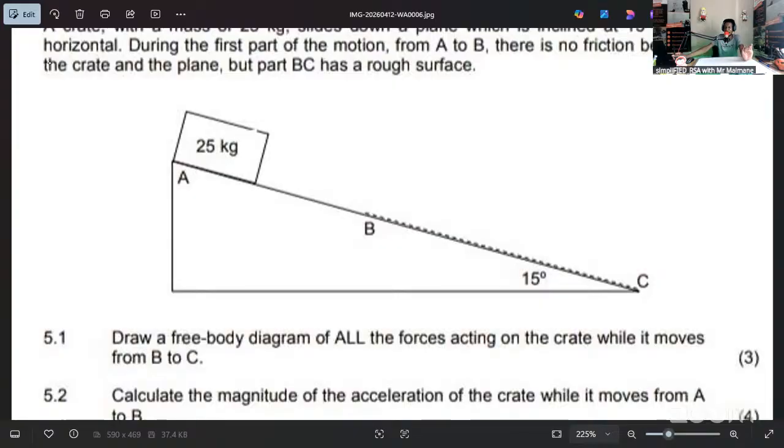Like the line, that object, it's on top. You can see the object is 25 kg. Obviously, that's detailed information. From point A to point B, it looks smooth.